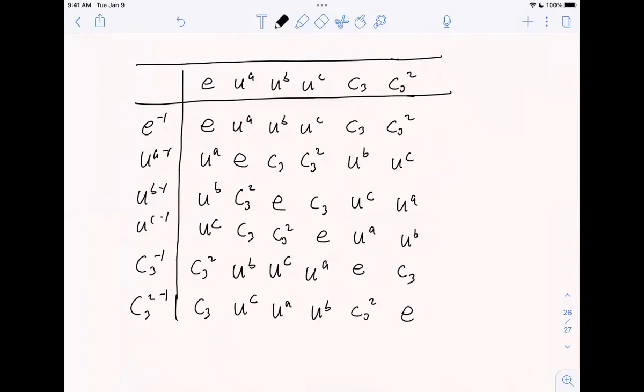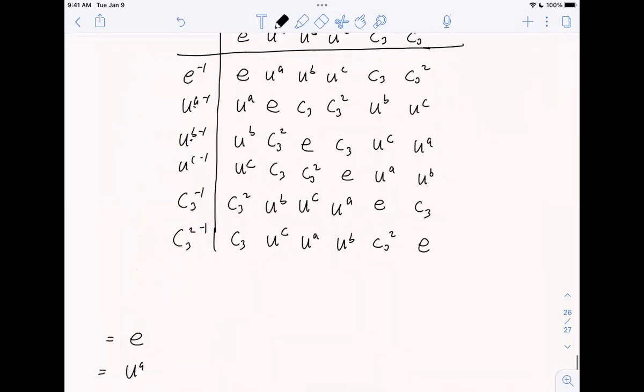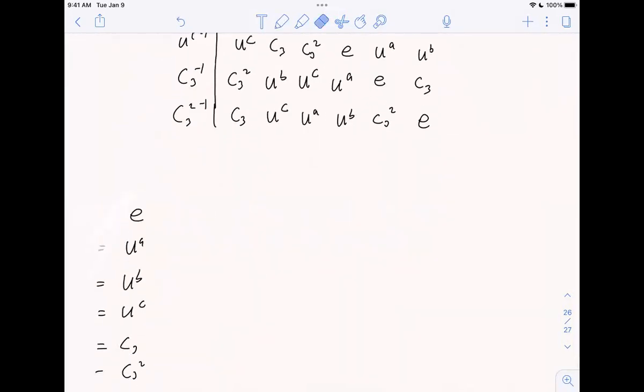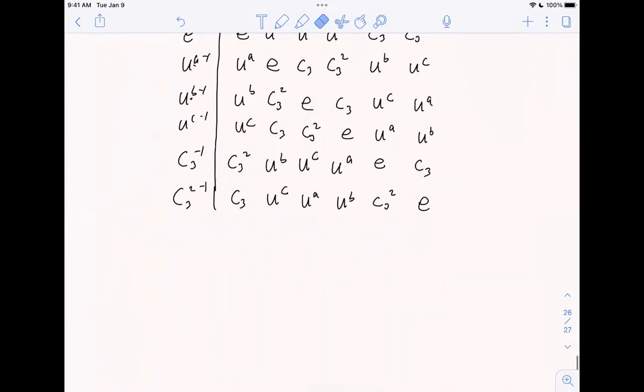So you have E, A, B, C, and then C3, C32. But instead, you just make all of this inverse. Okay, so you have a character table. Now we're going to make a set of matrices, let me say it is called gamma regular, E. So how do I make the E?